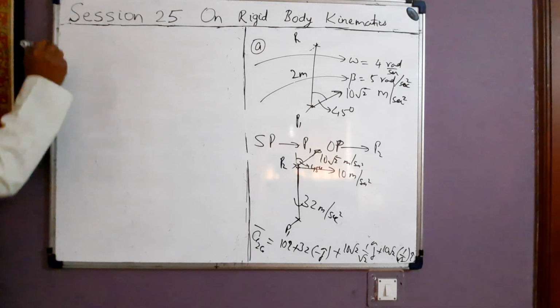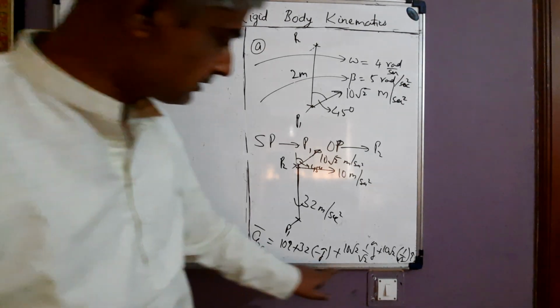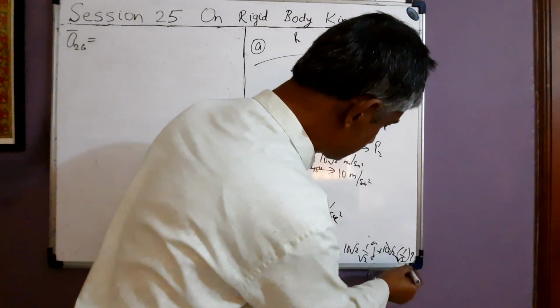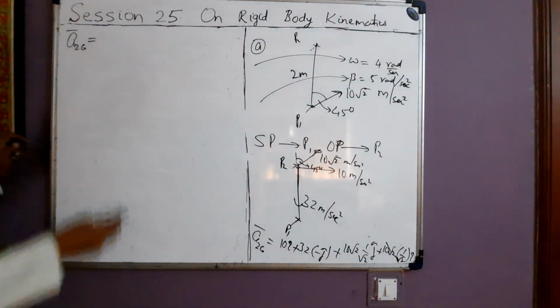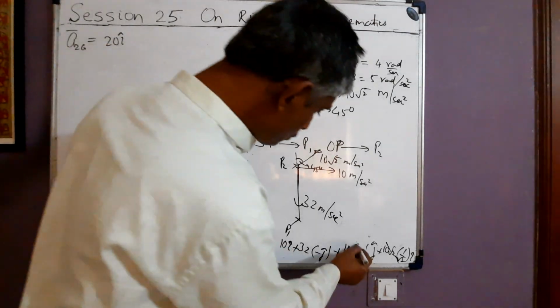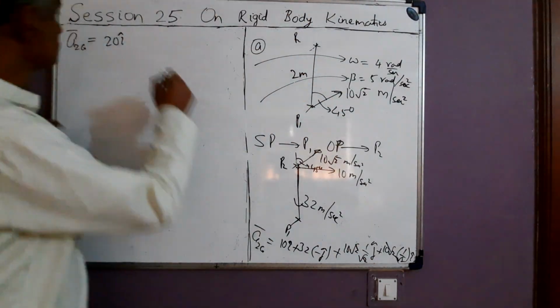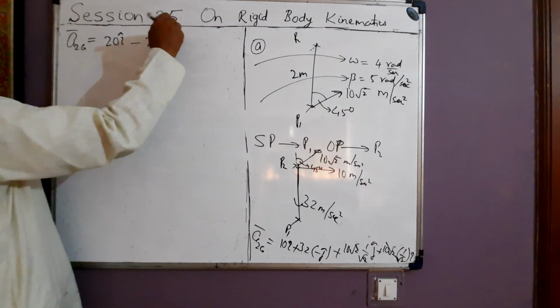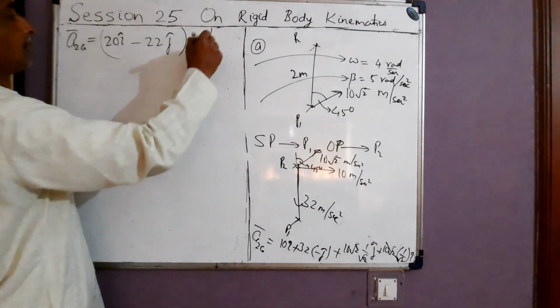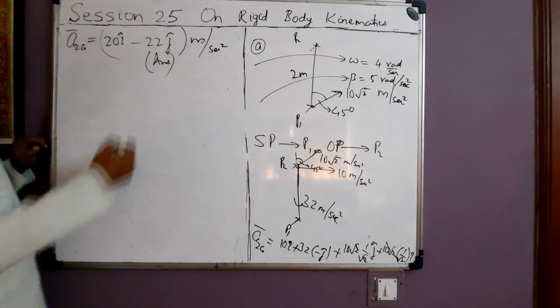So A2G becomes how much? Root 2 cancels: 10 i hat plus 10 i hat, it becomes 20 i hat. And this becomes 32 minus j hat, root 2 cancels: 10 j hat minus 32 j hat, minus 22 j hat meter per second square. This is therefore the required answer.